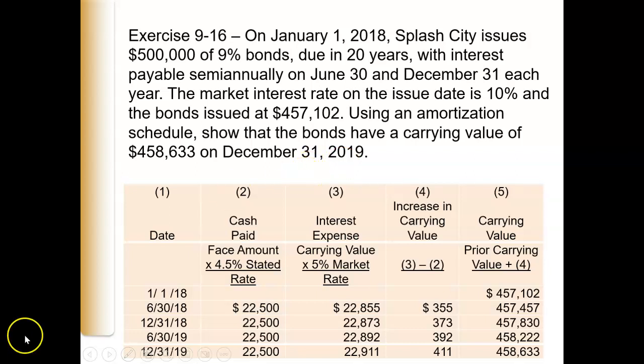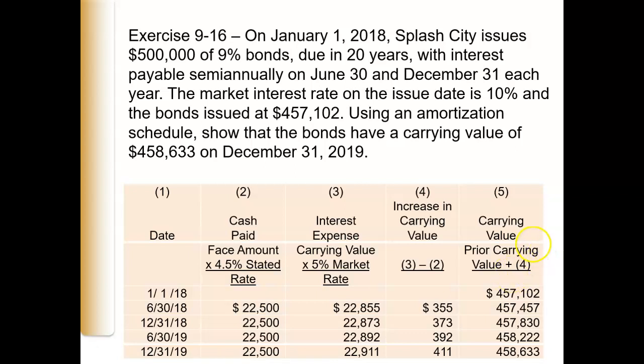You may need to calculate out what is the carrying value on the bonds at this certain date. And the only way to do that is to create an amortization schedule to where you need it to be at. Okay? So what we're doing here, it's telling us they issued for $457,102. Was this a premium or a discount? Discount. Why? The stated rate is lower than the market rate, and you're exactly right. And also, guys, you know how I can see it? If the bonds are 500,000 and we issued them for 457, wasn't it below? It was below. So that's how we know it was a discount.